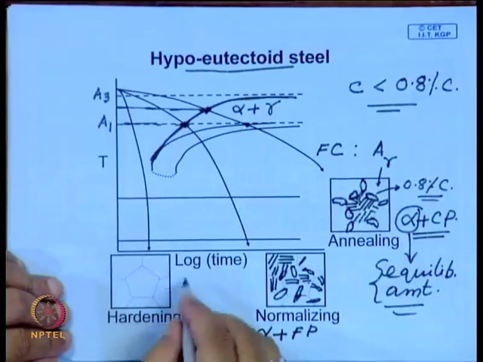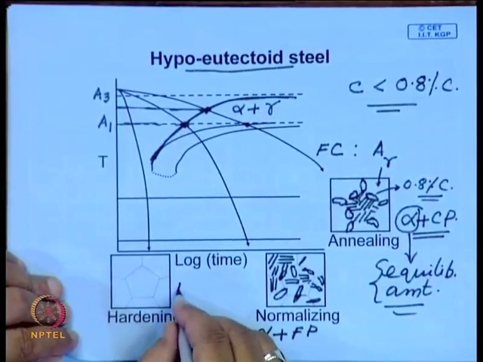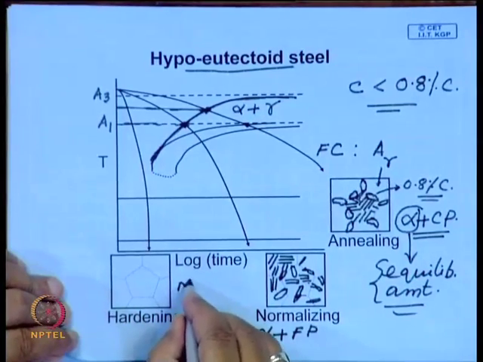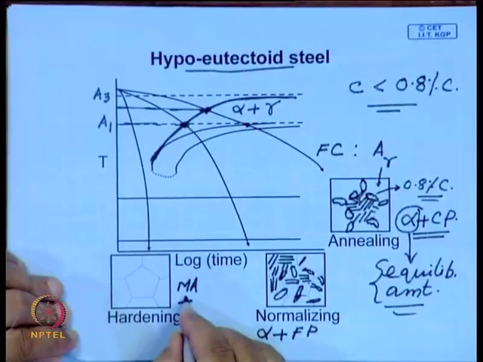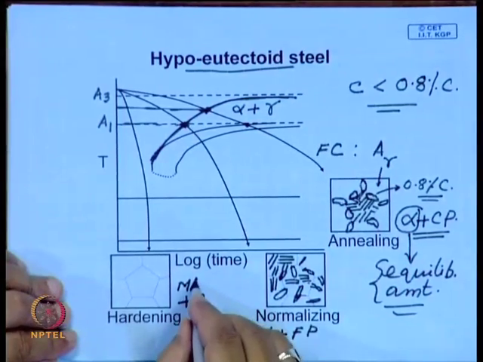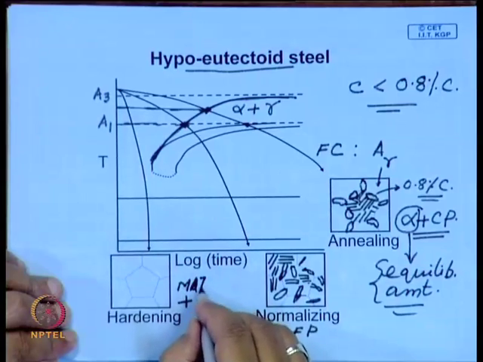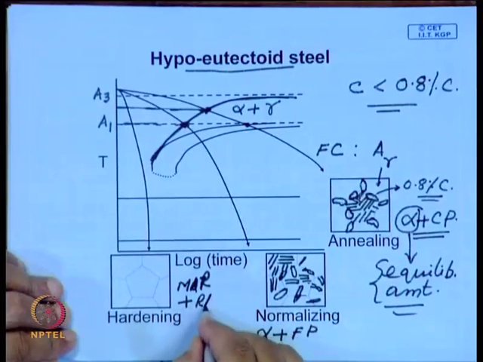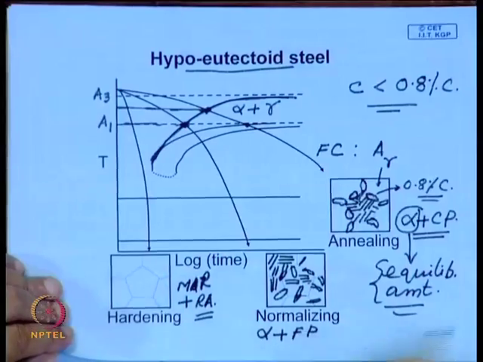and here it will be martensite plus, depending on the carbon content or composition, some amount of retained austenite.